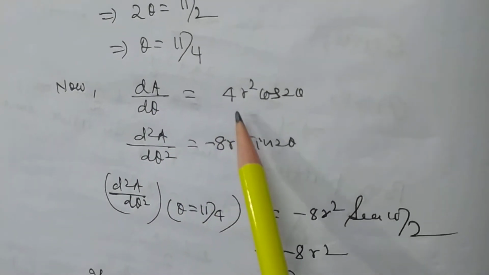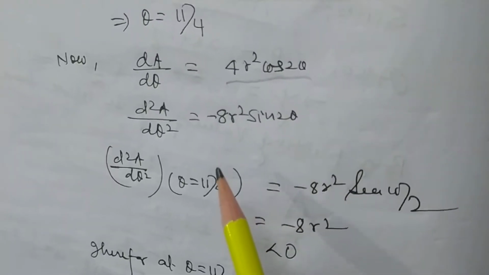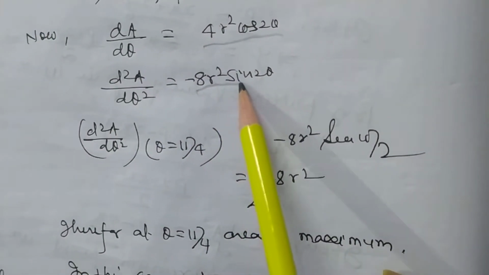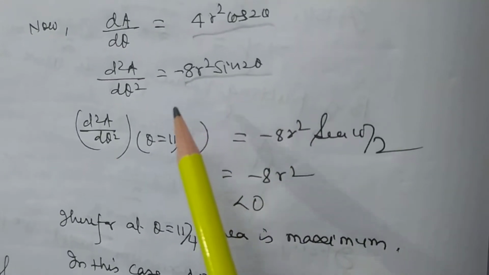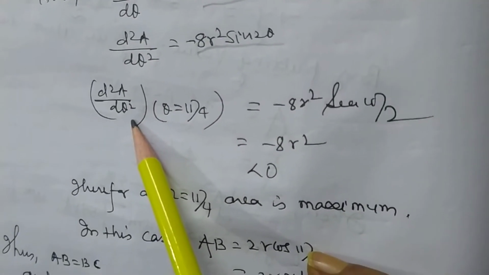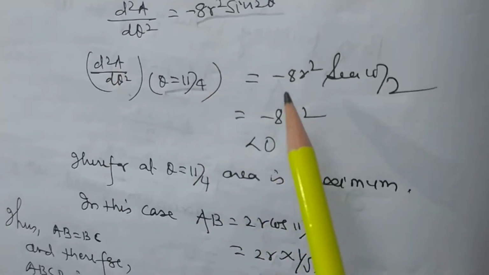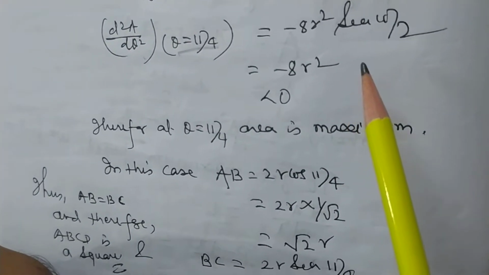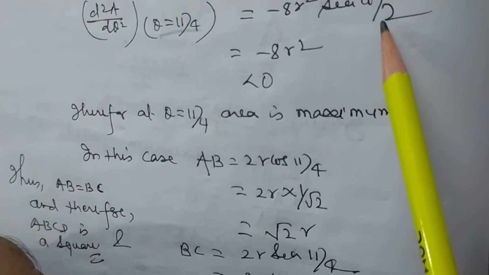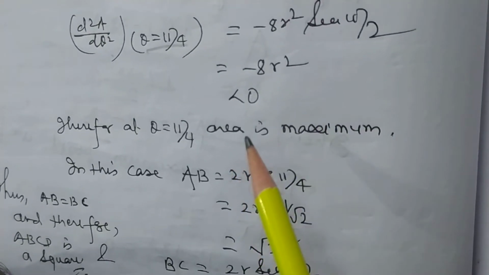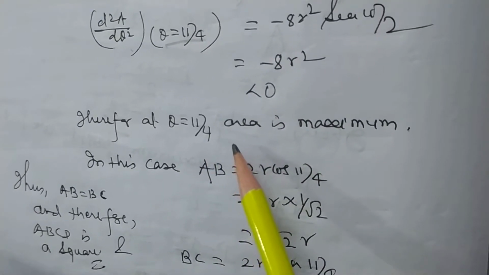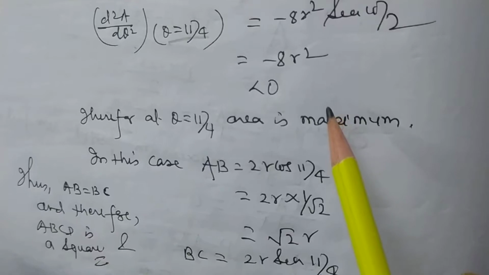Now dA by d theta is equal to 4R square cos 2 theta. So d2A by d theta square is equal to minus 8R square sin 2 theta. And the value of d2A by d theta square at theta equal to pi by 4 is minus 8R square sin pi by 2. So it is minus 8R square, that is less than 0. So therefore at theta equal to pi by 4, area is maximum.